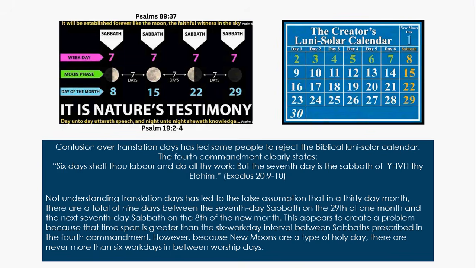Well, not understanding translation days has led to the false assumption that in a 30-day month, there are a total of 9 days between the seventh-day Sabbath on the 29th of one month and the next seventh-day Sabbath on the 8th of the new month. And this appears to create a problem because that time span is greater than the six-workday interval between Sabbaths prescribed in the fourth commandment. However, because new moons are a type of holy day, there are never more than 6 work days in between worship days.